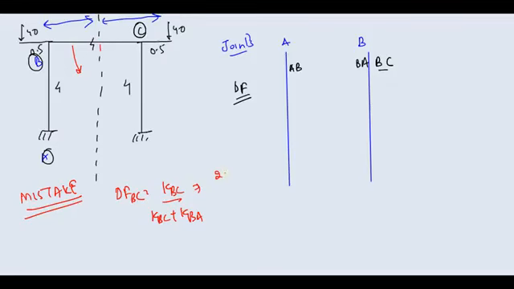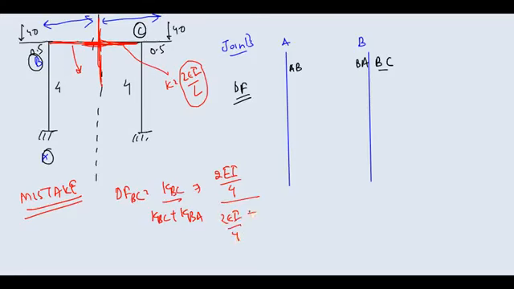KBC, I am writing it, 2EI upon 4, 2EI by L. I have already told you in the first lecture, whenever you are making use of symmetry, this beam that is passing through this symmetrical plane will have a stiffness of 2EI by L, not 3EI by L, not 4EI by L, 2EI by L if you are making use of symmetry. If you are not making use of symmetry, you are solving the entire structure, then you can go for 4EI by L. Okay, so I am making use of symmetry, so I am going for 2EI by L.